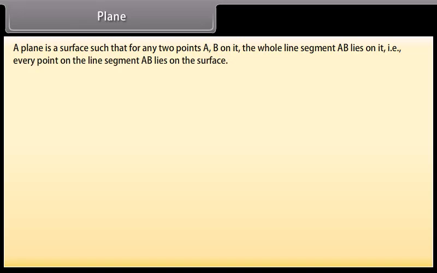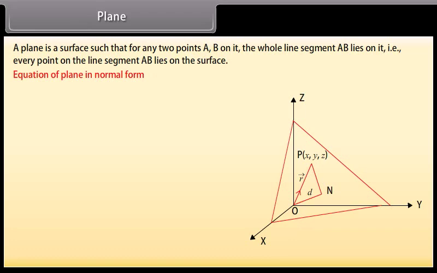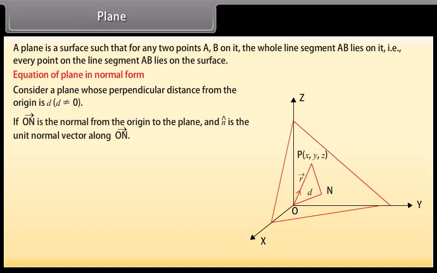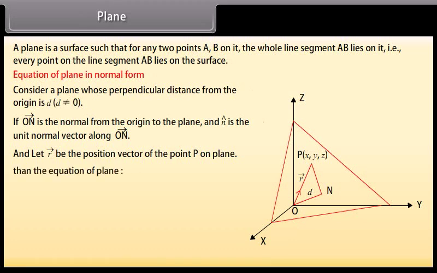Plane. A plane is a surface such that for any two points A and B on it, the whole line segment AB lies on it. That is, every point on the line segment AB lies on the surface. Equation of plane in normal form. Consider a plane whose perpendicular distance from the origin is d, not equal to 0. If vector ON is the normal from the origin to the plane, n cap is the unit normal vector along vector ON, and vector r is the position vector of the point P on the plane, then the equation of the plane is vector r dot the unit vector n equals d.